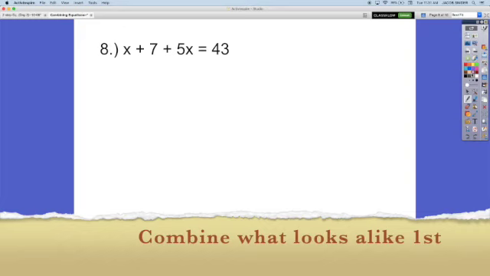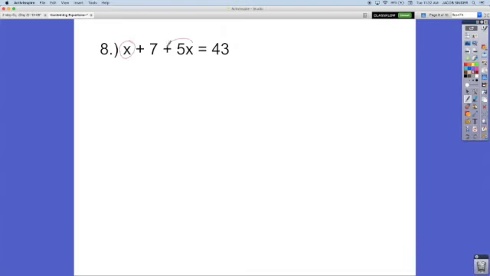Okay? Let's combine what looks alike first. 1x, 5x. Now notice today that all my x's are on the same side. If they're on the opposite side of the equal sign, that's going to be something different, and we'll get to that after fall break, which is next week. Woo, woo. Okay, let's combine what looks alike. I have 1x plus 5x. I have 6x plus 7 equals 43.